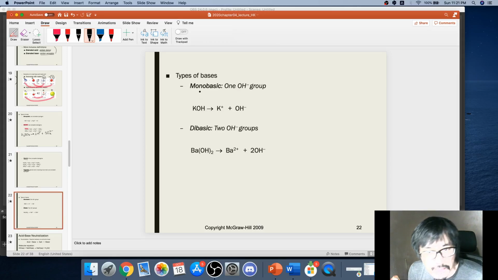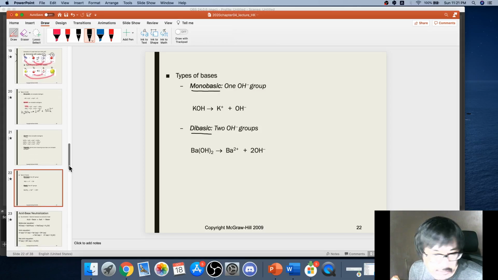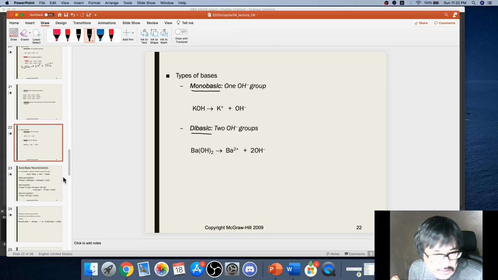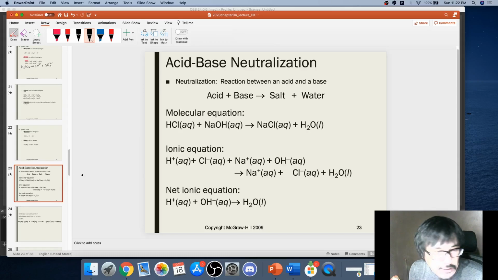And then you can do the same for the monobasic bases too. The monobasic gives off 1 OH minus, and then dibasic gives off 2 OH minus. I have never heard of a tribasic base, but that's probably something that we can actually think about.